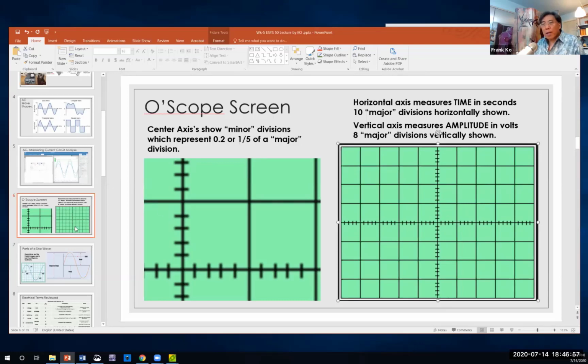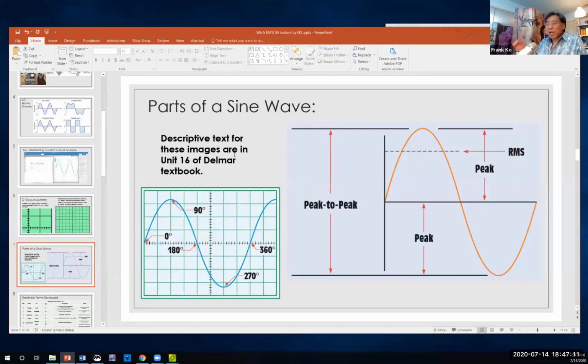So let's go ahead and talk about some other definitions that you need to be aware of for the different parts of a waveform. Are there any questions so far? Okay. Next, parts of a sine wave. So the parts of a sine wave, there's two things. Now you will find in Unit 16 of your Delmar textbook all this information. So your reading assignment is Unit 16, and then after you finish reading Unit 16 will be Unit 15, having to do with some additional math concepts.